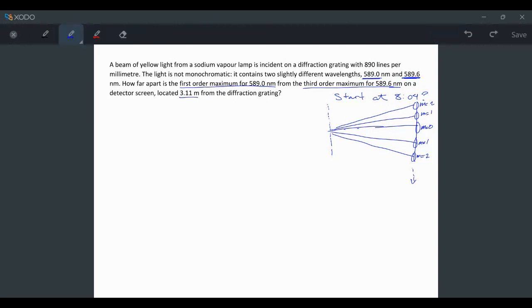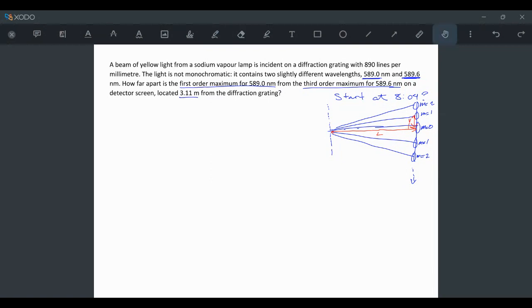Maybe I'll switch colors really briefly. We'll just label the screen. We'll come back to this in a second. Put the distance from the grating to the screen. I'm going to call that L. And the distance on the screen, or the detector, between the different fringes, or the height from 0, we're going to call this Y.